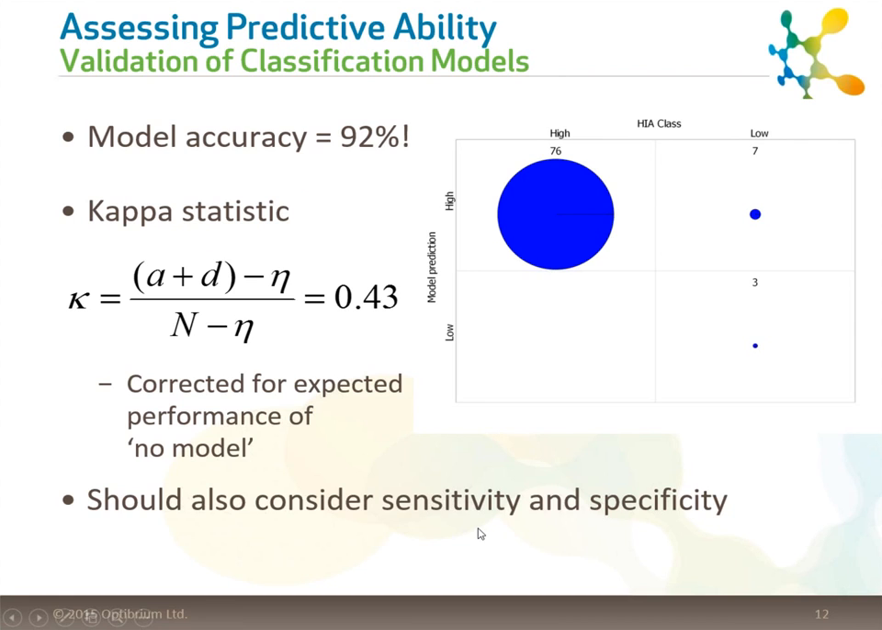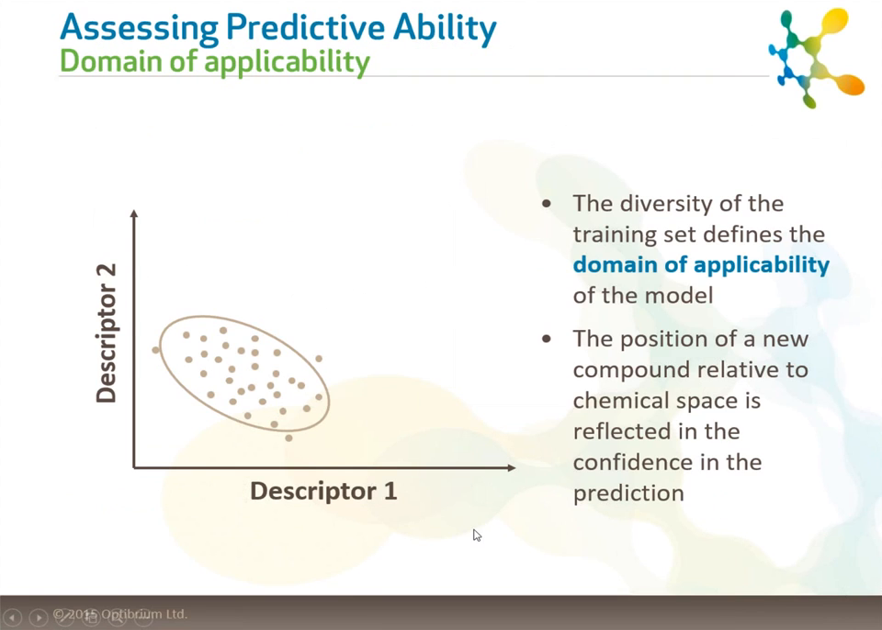But once we're looking at the performance of the model within a validation set, we also need to think about where that model can be applied with confidence, the so-called domain of applicability. And the domain of applicability is really defined by the diversity of the training set. And so here we have a simple example, just with two descriptors, because it's easy to draw, where these gray points represent compounds used to train that model. And this ellipse sort of represents that area of descriptor space where that is well represented by that training set.